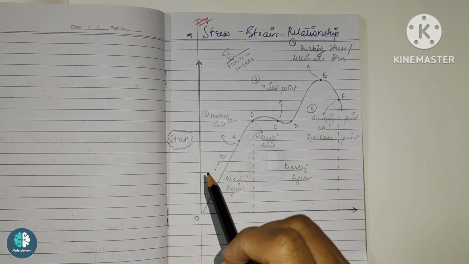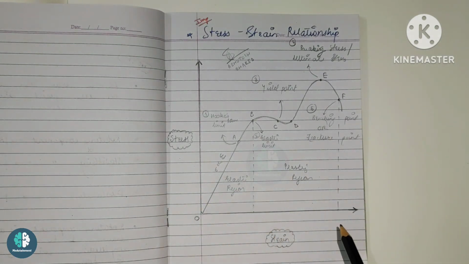So here we have stress and strain. The stress-strain relationship is a very important curve, a very important topic in biomechanics. So let's start.